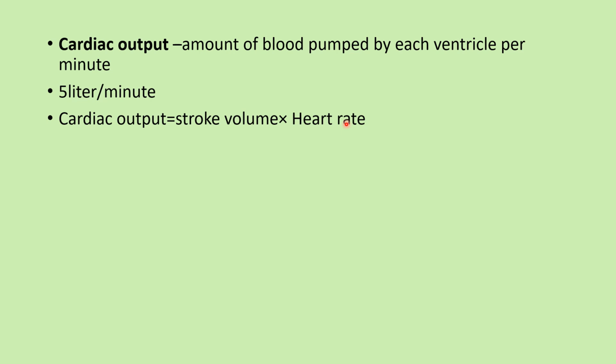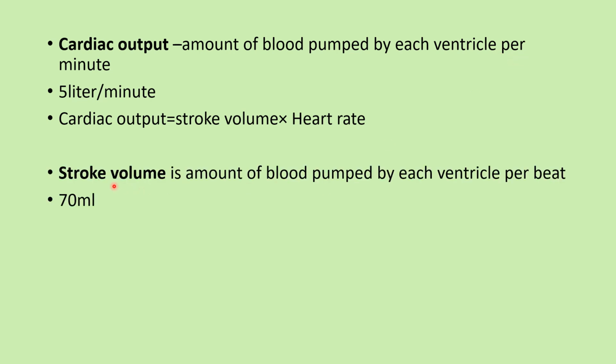Normal stroke volume is 70 ml on average. Heart rate is 70 on average. So 70 multiplied by 70, which is 4900 ml, gives an average of 5 liters per minute. So cardiac output is the amount of blood pumped by each ventricle per minute.